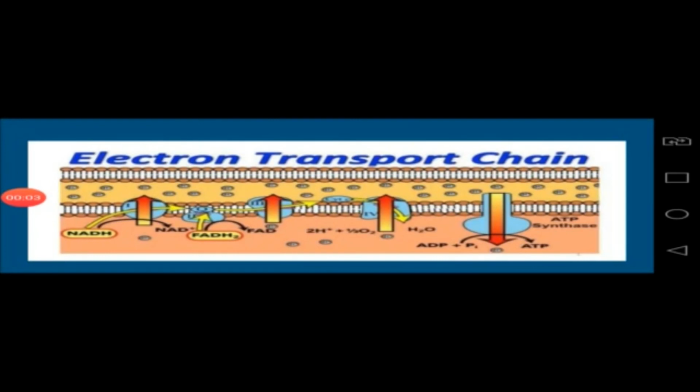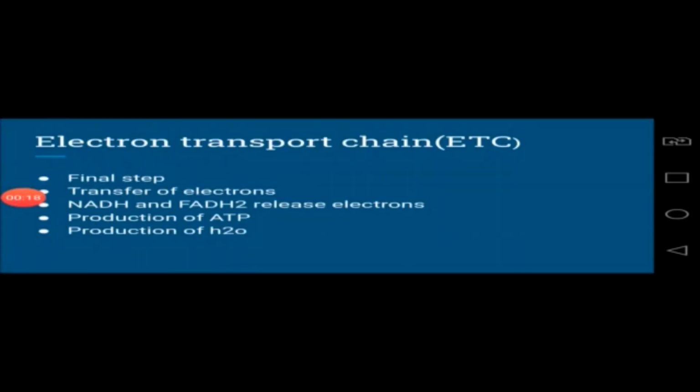Electron transport chain is the final step of cellular respiration. It is the transfer of electrons on the electron transport chain, in which the electrons are carried from one electron transport carrier to the other. In this step, NADH and FADH2 release hydrogen ions and electrons. When these electrons move through the electron transport carriers, they lose energy, which is used to produce ATP.